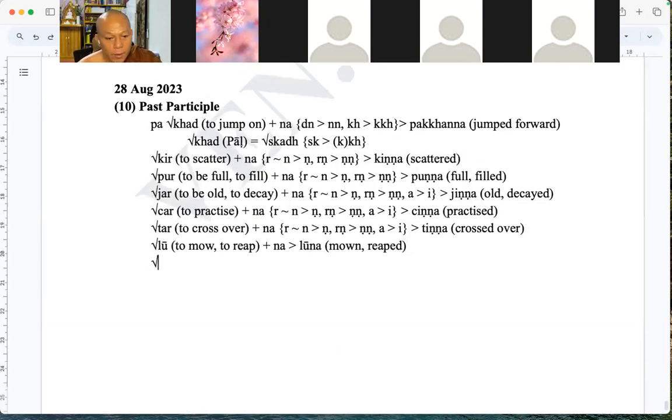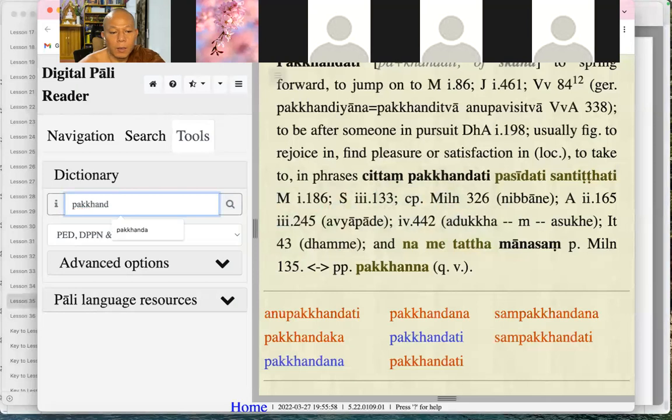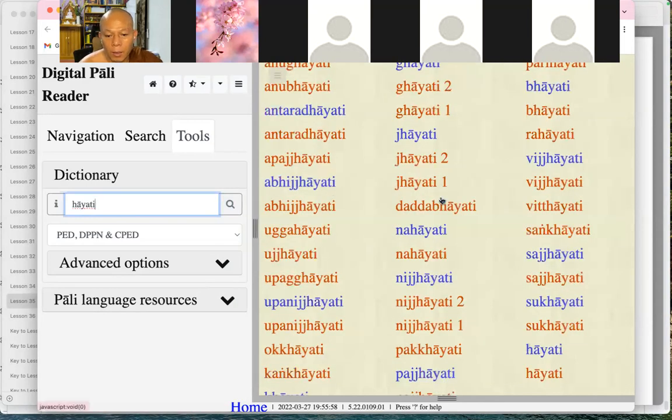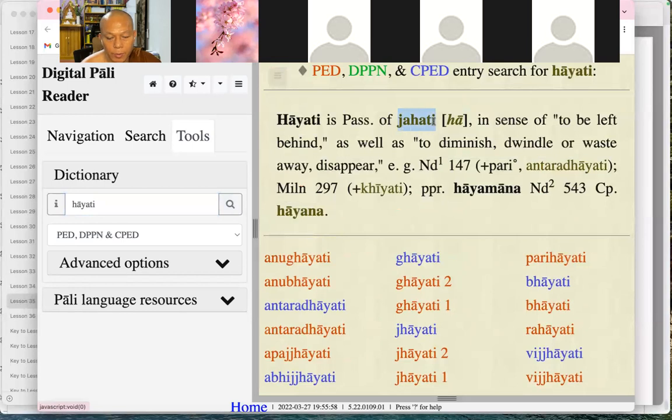These are miscellaneous. So the meaning of the root ha is Hayati, Hina. So Hayati. That is the passive form of Jahadi, Hadi. So to diminish, to waste away, to disappear. Actually, originally it is not to decay; maybe decay is a later meaning. So originally it is to diminish or to waste away.